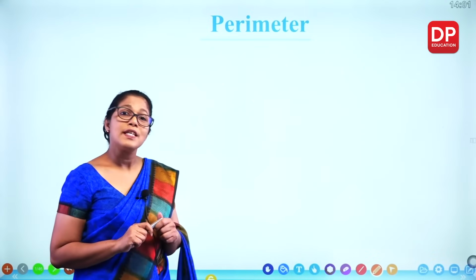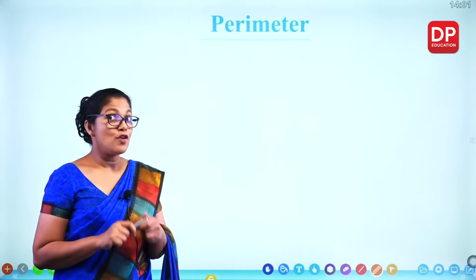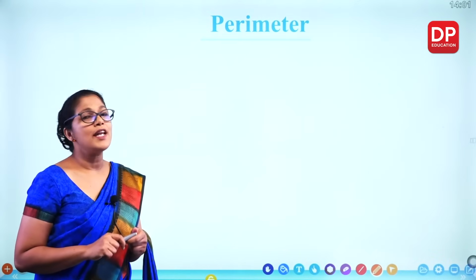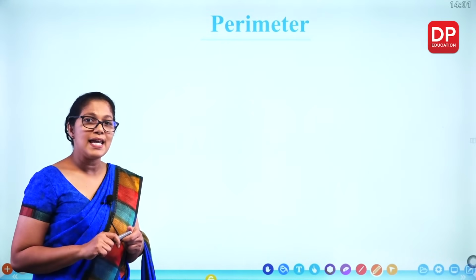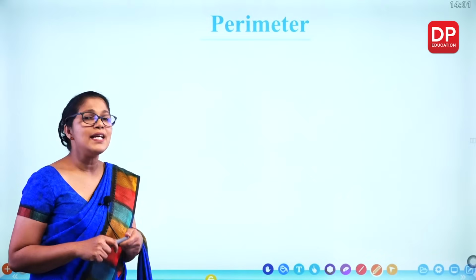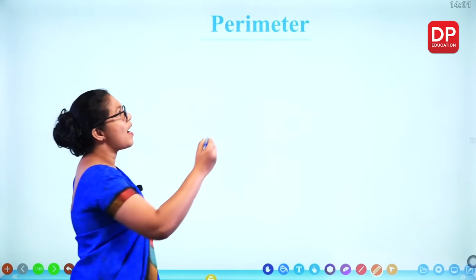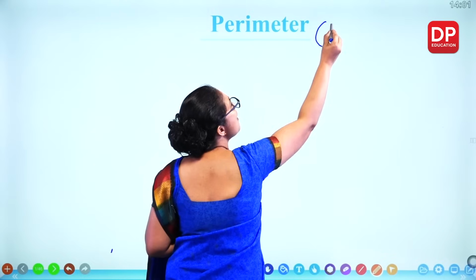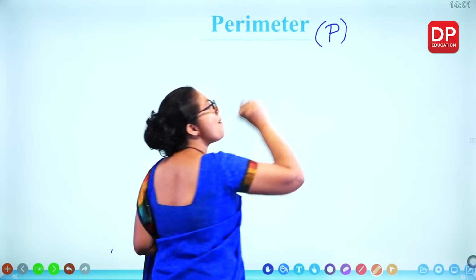Now when you are using perimeter, in future purposes, we can use the letter P instead of perimeter. Otherwise, you have to write down the word again and again. So, I'll write down the letter P for perimeter.